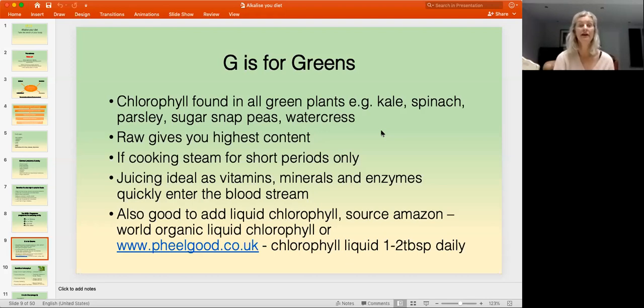And the other thing that is really great is juicing, which we will cover in another of these sessions. Juicing is ideal as the vitamins and the minerals and the enzymes quickly enter the bloodstream. To get the enzymes, you need to drink the juice within 5 minutes of making it, but they will enter the bloodstream very quickly, because with juicing, it hasn't got to go via the digestive process.